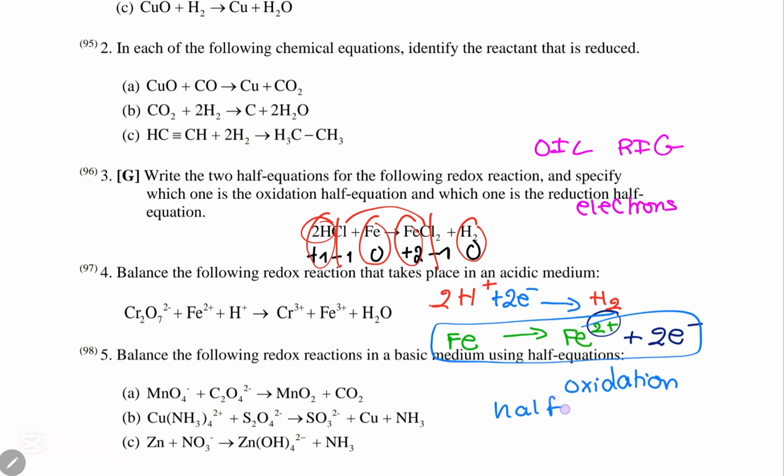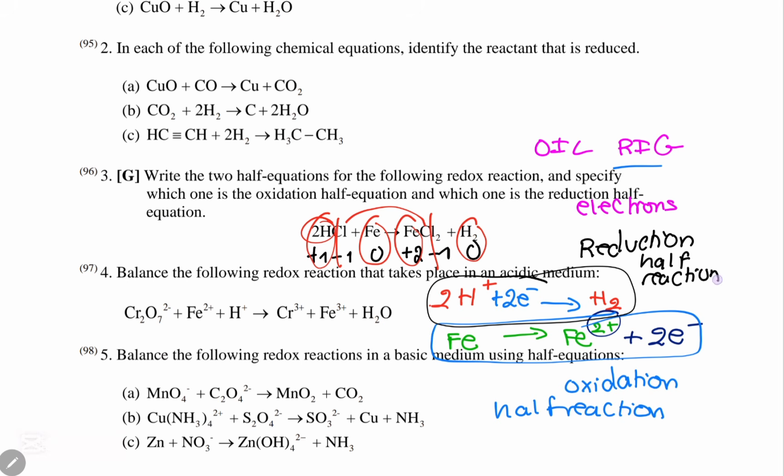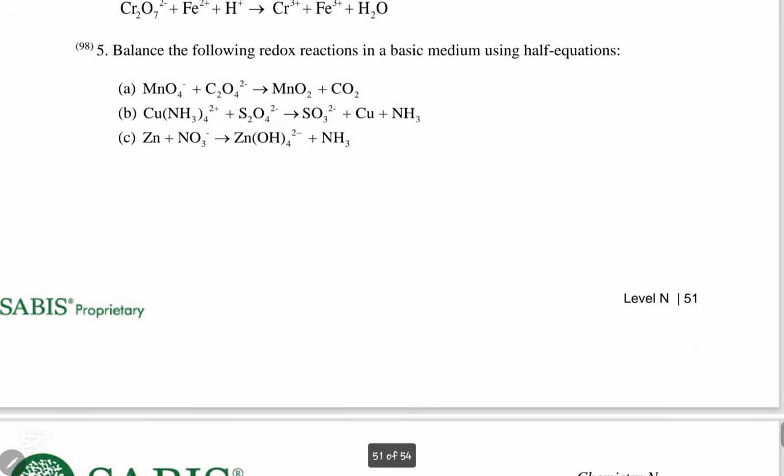half reaction. Okay. Reduction is gain of electrons. Which one gained electrons? This one gained electrons. So this is the reduction half reaction. Okay, so that's it for question 3. We'll now move on to question 6.